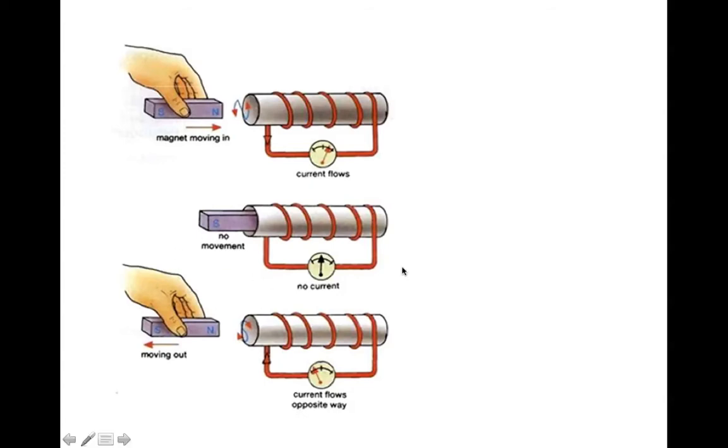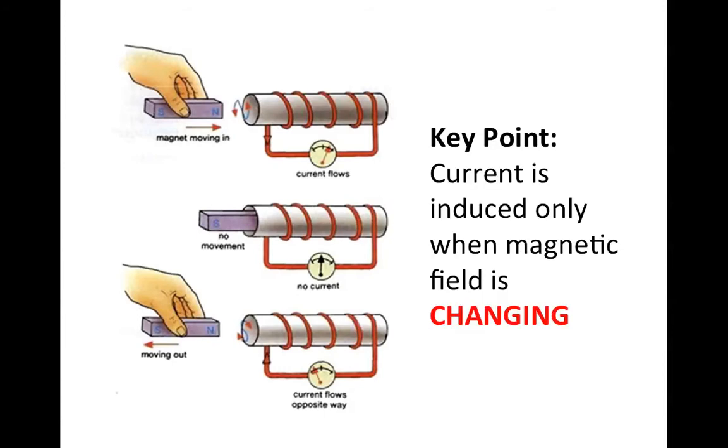But notice that when there is no movement and the magnet is just sitting in the pipe, there is no current. What that implies is that current is only induced when a magnetic field is changing. If there is not a change or a movement in the magnetic field, there is going to be no current, only when there's a change. So the current has a very strong dependence on a magnetic field changing.